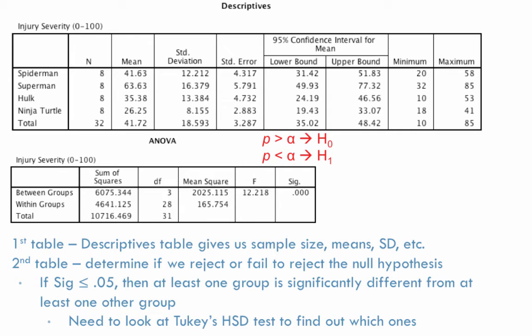And since we found that we have significant differences, we need to look at Tukey's test to find out where do those significant differences really lie. Before we do that, though, take a look at this. Pay attention to your ANOVA box.